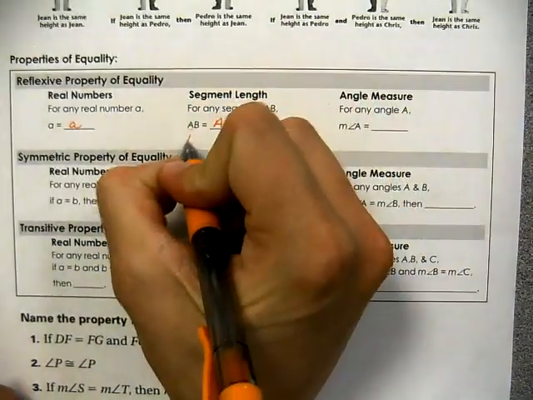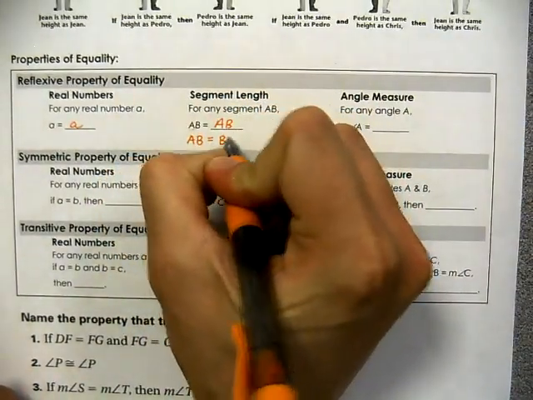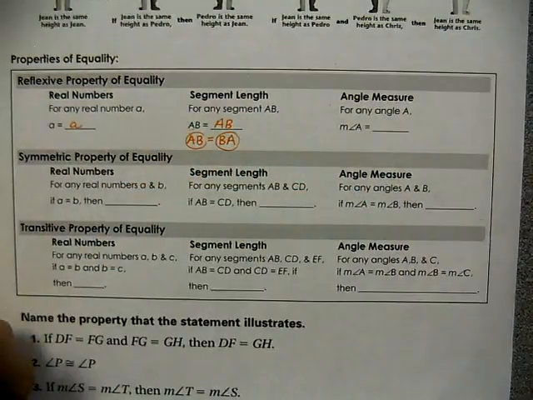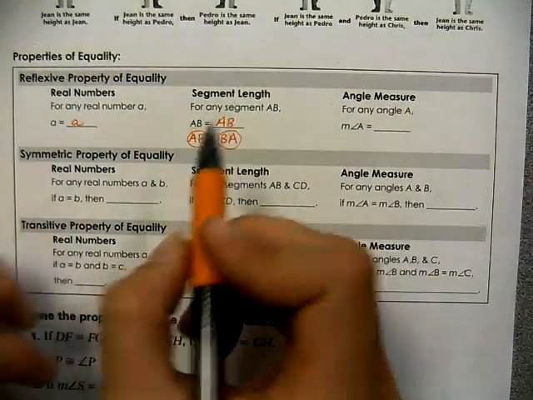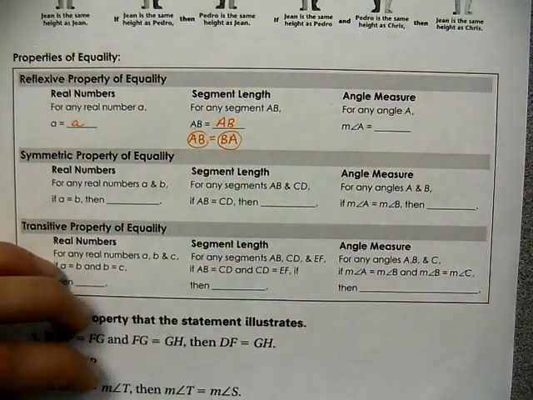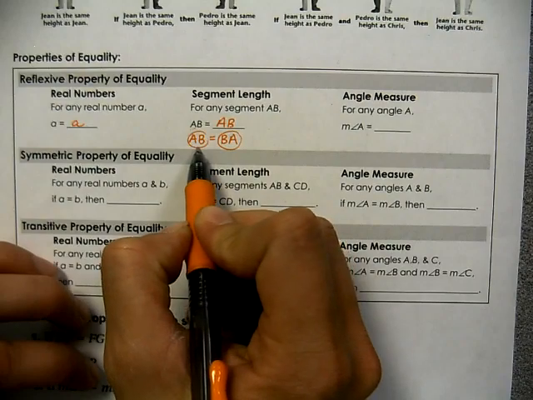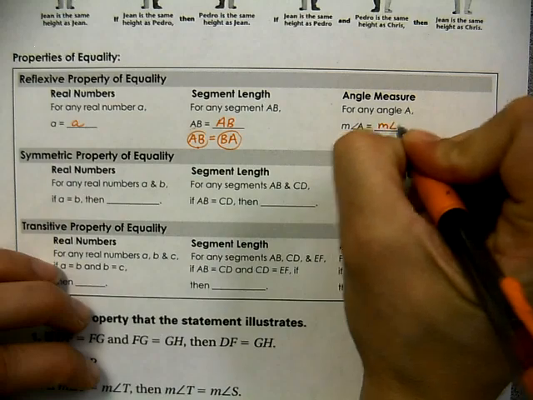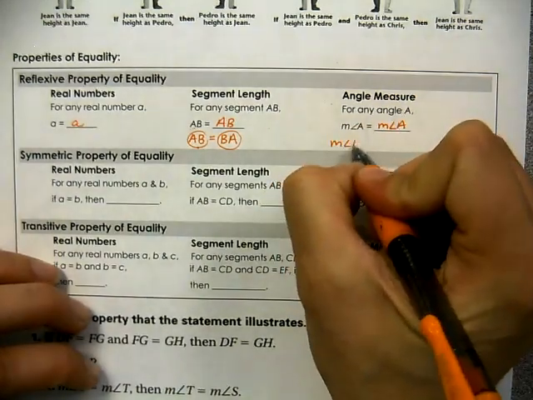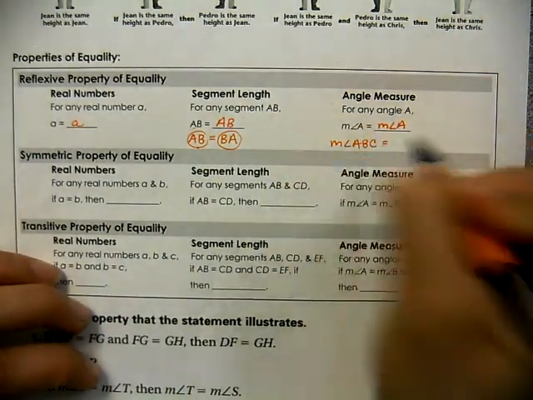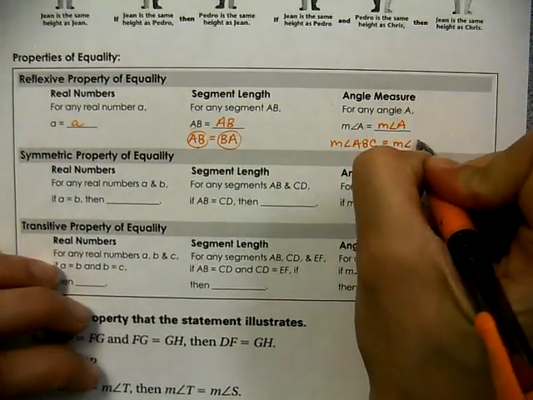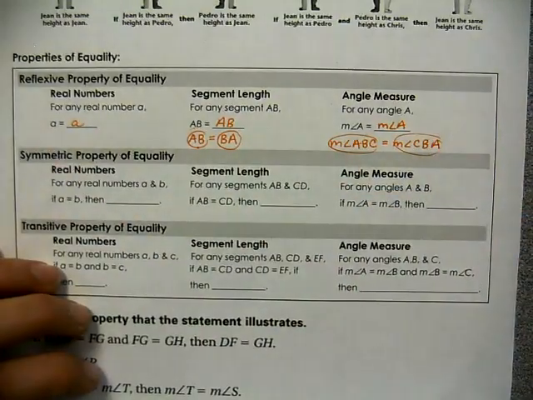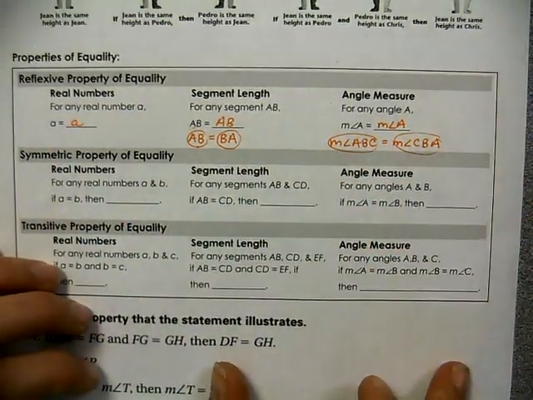Now you're also going to see times where it's written like AB is equal to BA. And even though it looks like things switch, you're still naming the same segment, right? AB is the same segment as BA. So even though I wrote it in different ways, it's still the reflexive property because it's still saying that length is equal to itself. And for the measure of angle A, the measure of angle A is equal to itself. If I talked about the measure of angle ABC, I could say it is equal to the measure of angle CBA. Again, it's the same angle having the measure equal to itself, even if it's named in a different way.